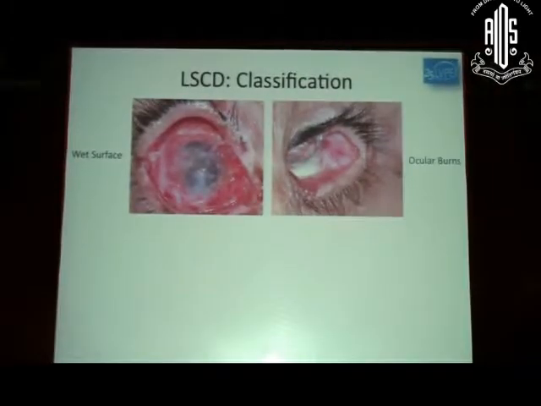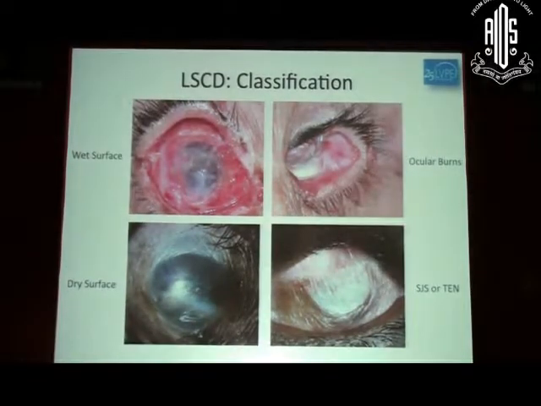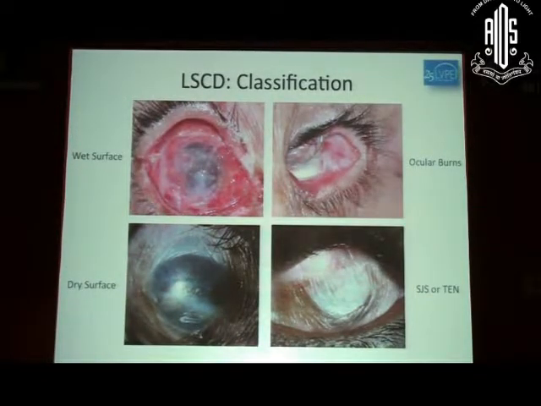Another important aspect of limbal stem cell deficiency is whether the surface is wet or dry. Typically in ocular burns, you would see a surface which has some luster, with a little bit of tearing. Or you can have a dry surface, like in Stevens-Johnson syndrome or toxic epidermal necrolysis sequelae, where you have a completely dry surface and the corneal epithelium almost looks like skin, which is known as dermalization. So instead of conjunctivalization, where at least you have some wet epithelium on the cornea, you have dry skin-like epithelium.